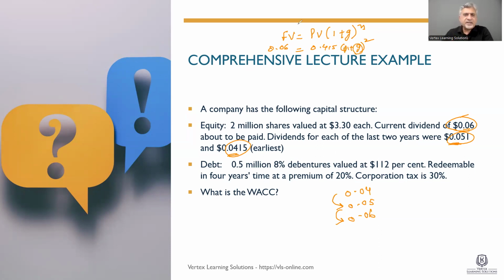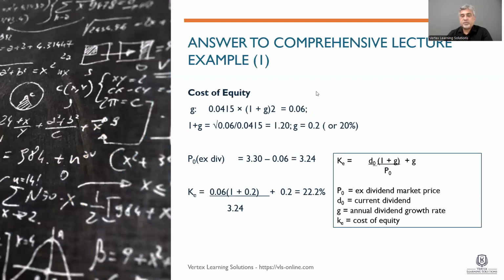We have done this in detail with question practice and with lectures as well. So this is what we have done, and we find that ultimately the growth is 0.2, which is 20%. I put the same numbers in this equation and solve the same equation. It's nothing different. So 20% is the growth.